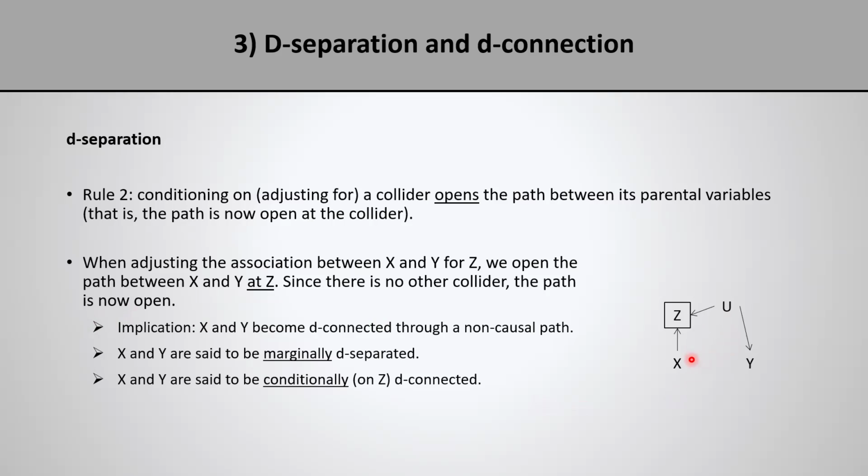Notice that this path does not describe the causal effect of x on y, because a causal path has the arrows always in the same direction, which is not the case here. So the implication, as I said, is that x and y become d-connected through a non-causal path. And even though x and y were marginally d-separated, that is, they were d-separated if I don't do any conditioning, any adjustment, they become conditionally d-connected. Even conditioning on z, x and y become d-connected because now there is an open path between them.